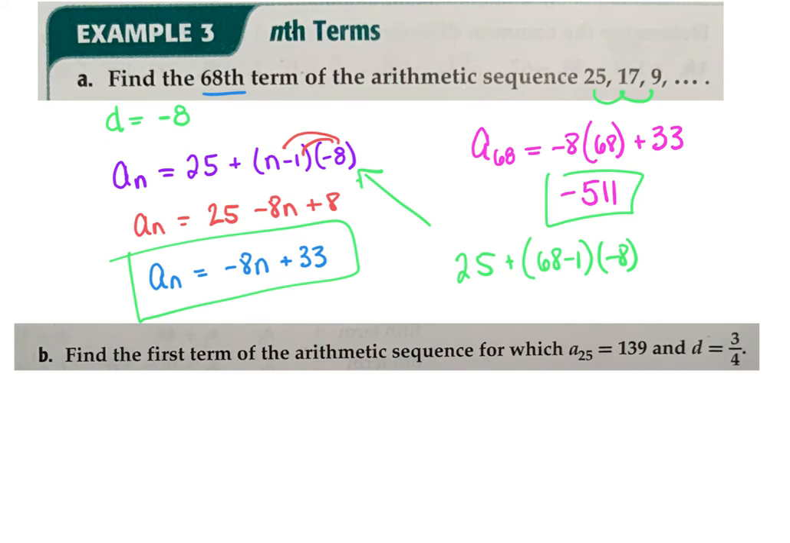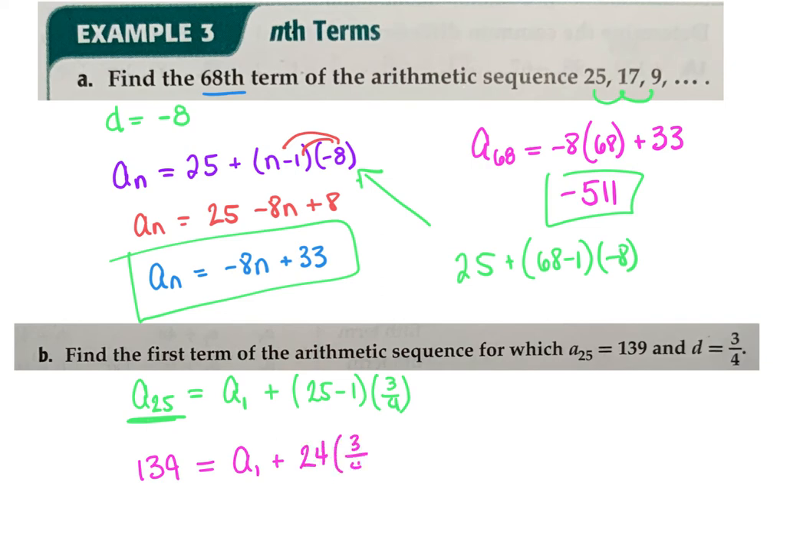So in this case, I'm going to say, well, a sub 25 should equal my first term, which is what I'm solving for, plus 25 minus 1 times my common difference, right? And they gave me this, so I just plug it in. The 25th term is 139. I don't know this, but I do know that I should have that, right? And you can calculate that. I mean, you can cancel here, right?